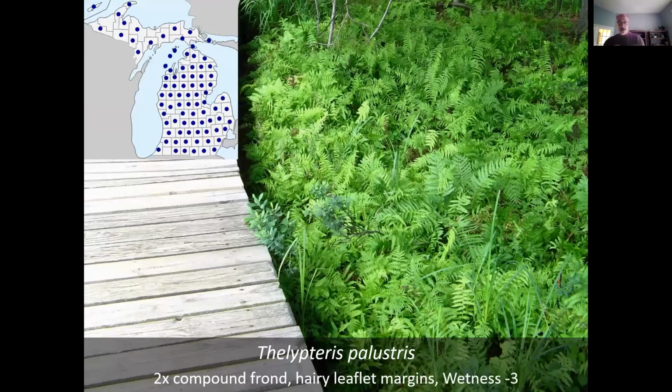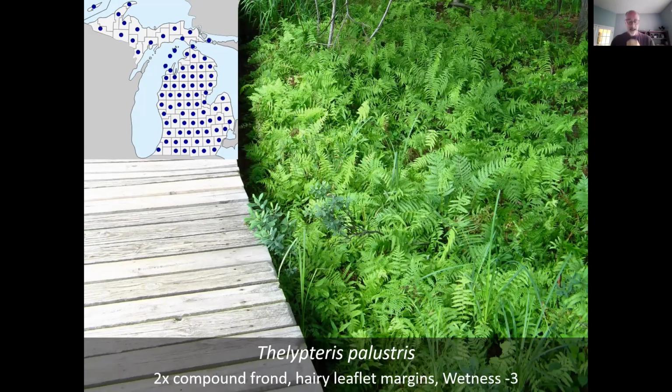Next up, moving from wetness index of -5 to -3, is Thelypteris palustris, which I'm sure all of you know. It's just everywhere. Impressive plant. It's a phalanx colonizer. So that could all be one plant with a branching stem system that's just ramifying and branching hundreds and hundreds of times down in the muck of that shallow water.